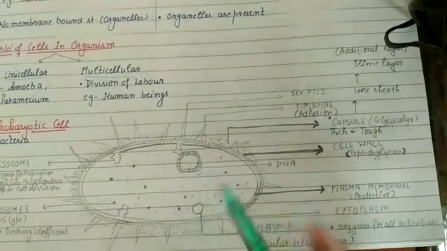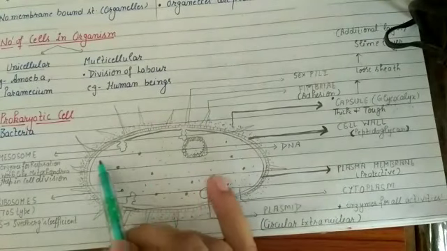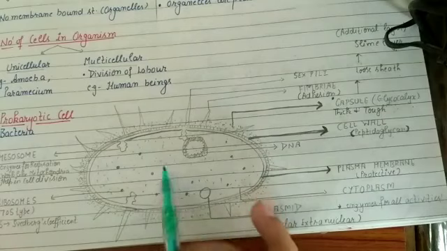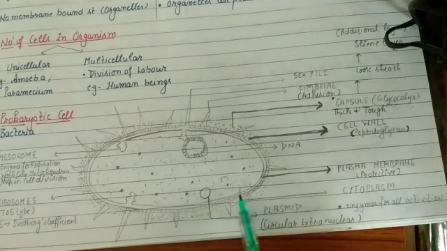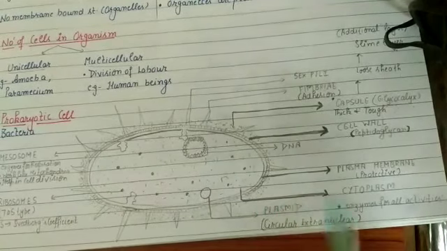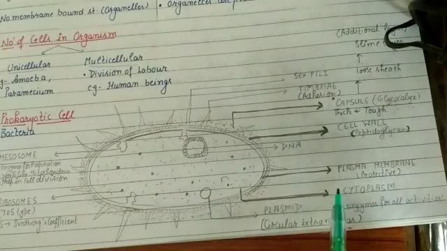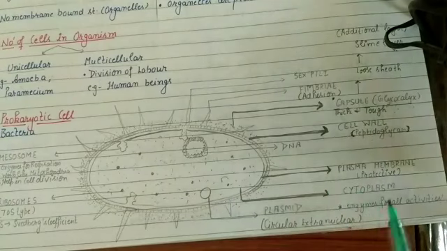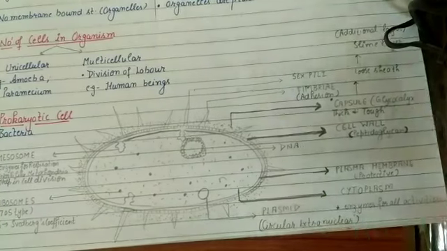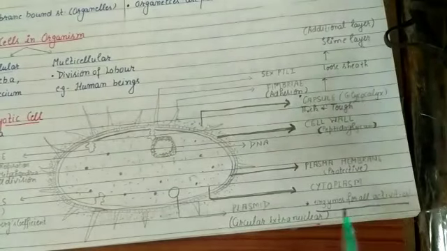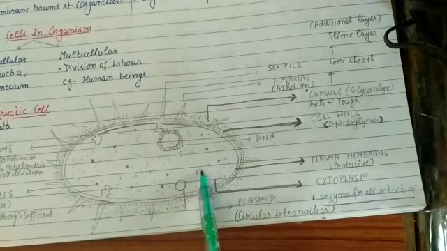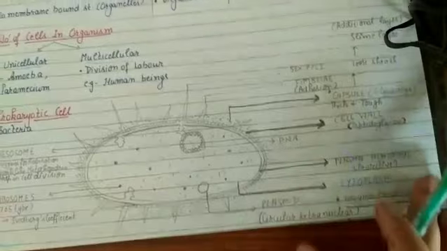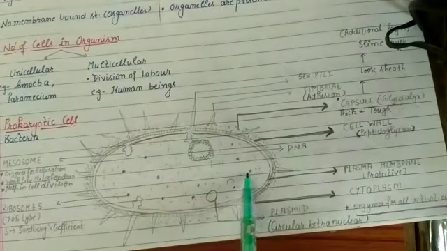Now let's move to the inner side. The basically transparent material present throughout the cell is called cytoplasm. As we said, prokaryotes do not have any organelles. So all the enzymes for different activities are present only and only in the cytoplasm. The cytoplasm has many enzymes for various metabolic activities.